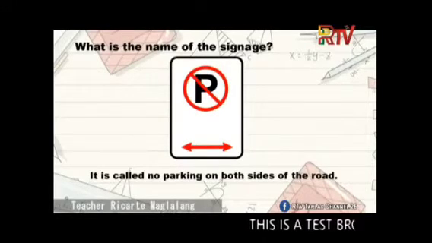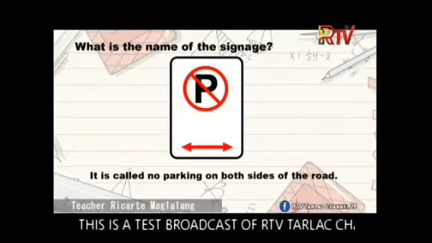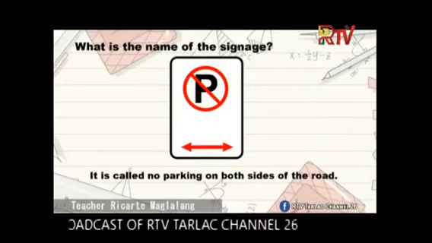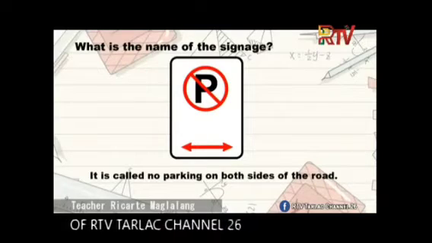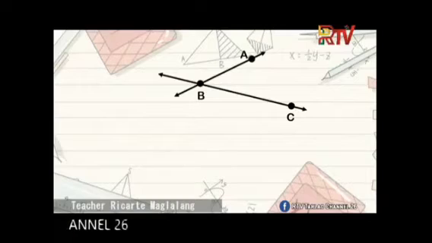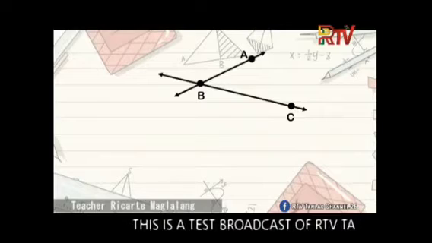What geometrical figures are similar to those signages? Are you thinking of lines? Intersecting, parallel, and perpendicular lines? Congratulations! You are now ready to learn new lessons. Look at the figure. How many lines are there? Great! There are 2 lines. Give me the name of the 2 lines. They are line AB and line BC.